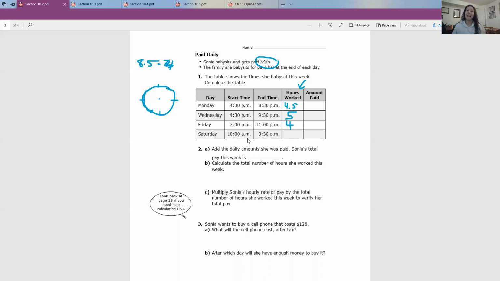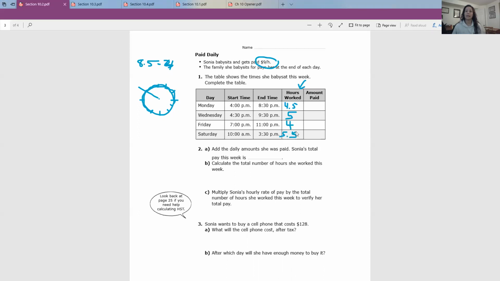And then 10 a.m. to 3:30. So 10 a.m. is here. Let's just put all of our little letters. 1, 2, 3, 4, 5. Okay, so if this is 10 a.m., 10 to 11, 11 to 12, that's 2. This is 2 hours. To 1 o'clock would be 3 hours. To 2 o'clock is 4 hours. To 3 o'clock is 5 hours. And then there's a half in there. So this is 5.5 hours.